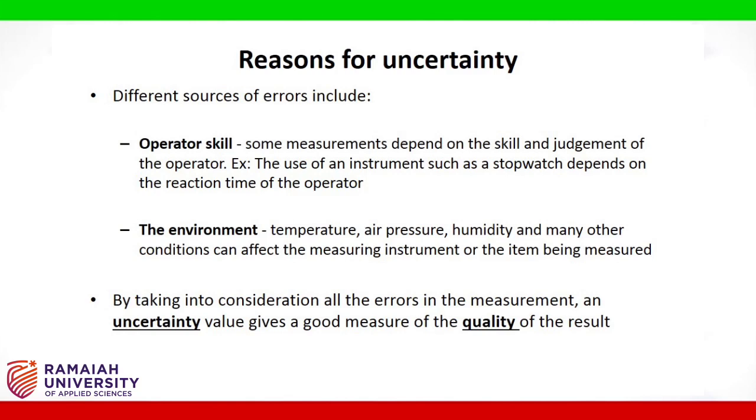Environmental conditions like temperature, air pressure, humidity, and many other conditions can affect the measuring instrument or the item being measured. By taking into consideration all the errors in the measurement, an uncertainty value gives a good measure of the quality of the result.